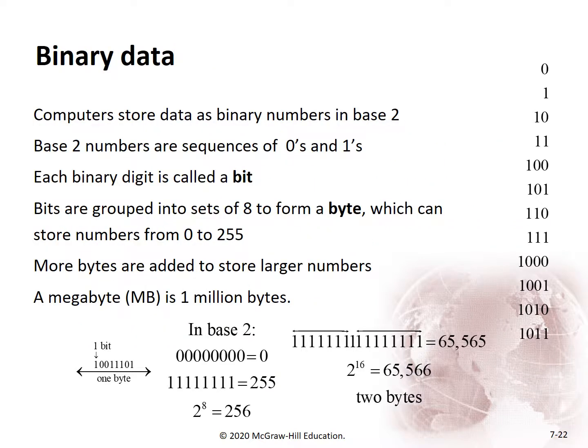So binary data is one type of format that you can deal with. Binary numbers are base 2, and base 2 numbers are ones and zeros. When we talk about bits, that's groups. Bits are grouped into sets of 8 that form a byte, and you can store up to 255 numbers. The more bytes that are added, the larger the numbers and the bigger the storage.